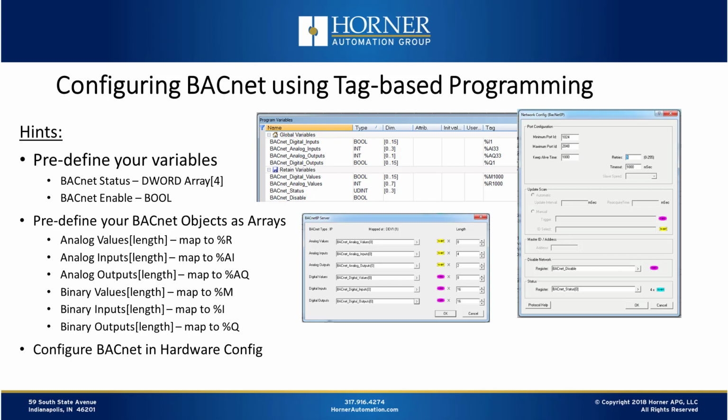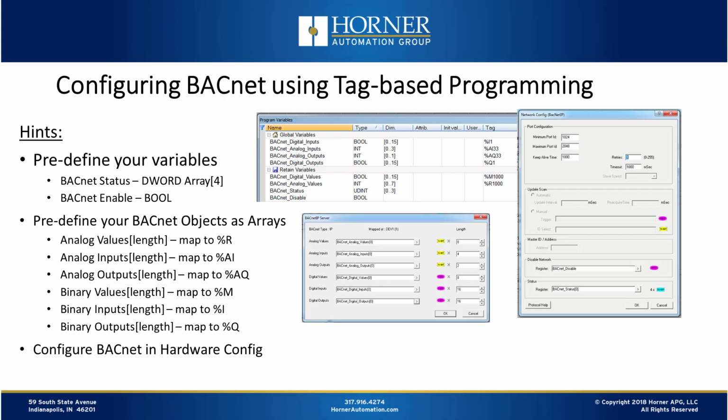With tag-based programming, you're going to want to predefine your variables. Those variables that need to be predefined are going to be things like the BACnet status array, which is an array of 4 double words where you can monitor the health of the connection to the network, and the BACnet enable variable that allows you to enable, disable, and reset the network on demand.